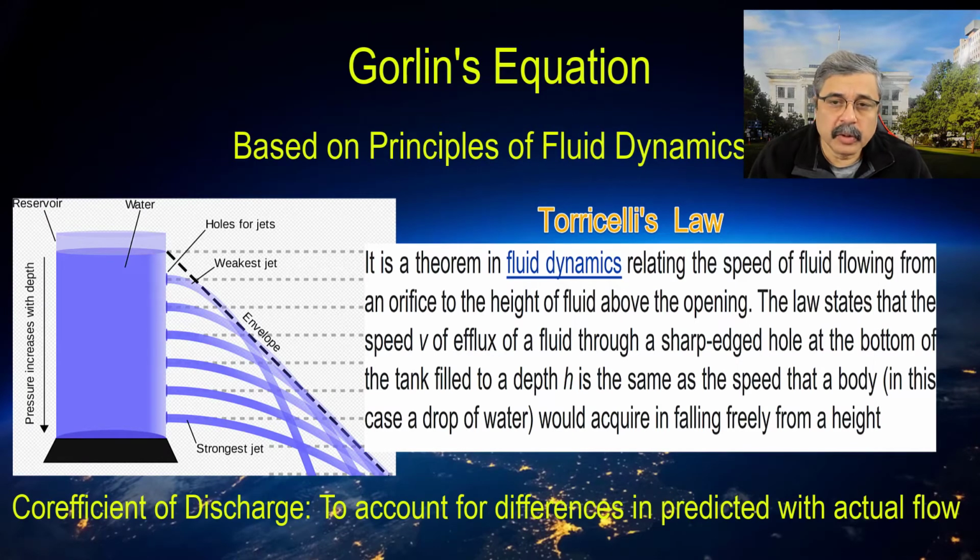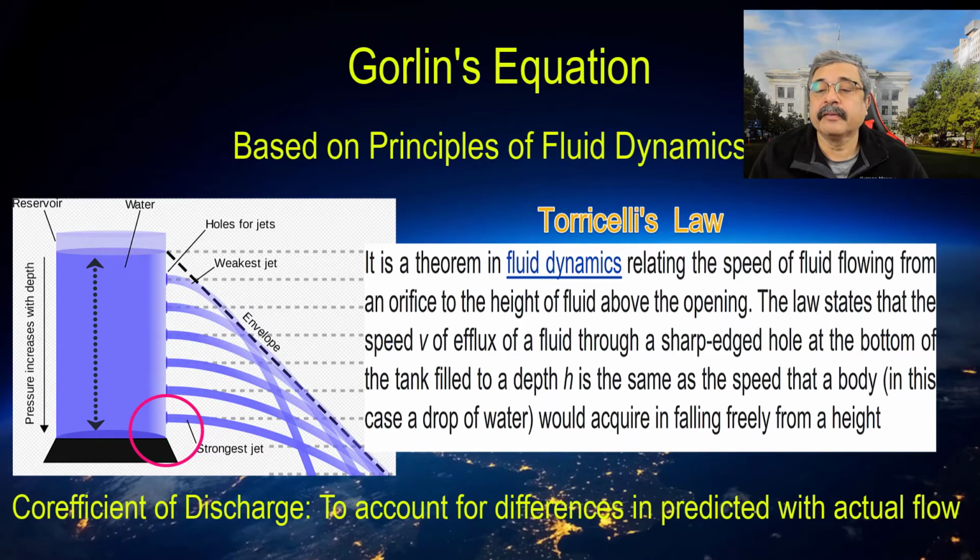So now let's get to Gorlin's equation. Gorlin's equation is derived from principles of fluid dynamics and basically derived from Torricelli's law, which is a theorem in fluid dynamics related to the speed of fluid flowing from an orifice. The law states that the speed of efflux of a fluid through a sharp-edged hole at the bottom of a tank filled to a depth h is the same as the speed that a body, in this case a drop of water, would acquire falling freely from a height.